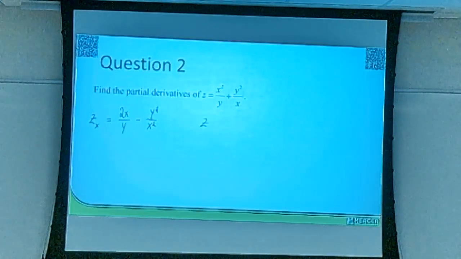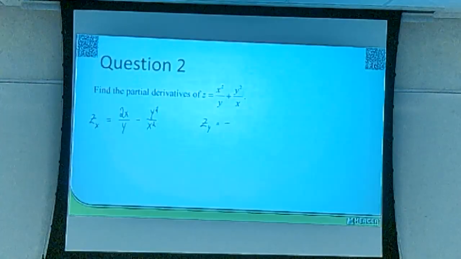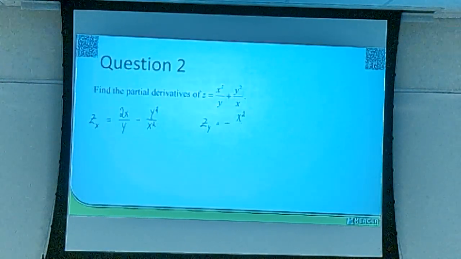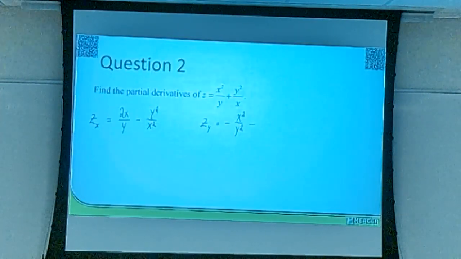Partial with respect to y is negative y squared over x squared, plus 2y over x. There are your two partials.